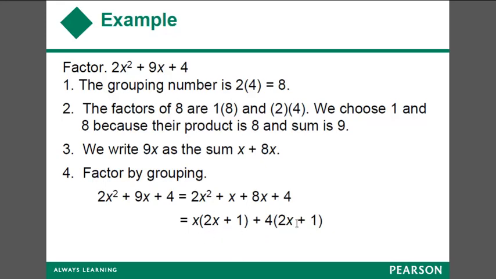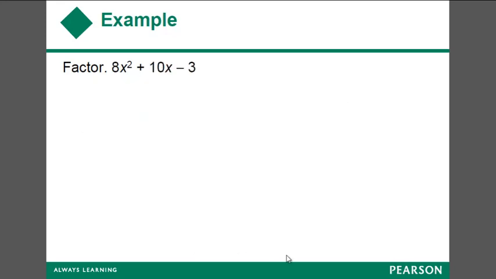Notice what is inside my parentheses is the exact same. So now I want to factor my parentheses out, my 2x plus 1, and I'll be left with x plus 4. So we have now factored 2x squared plus 9x plus 4 into 2x plus 1 times x plus 4. Let's look at another example.